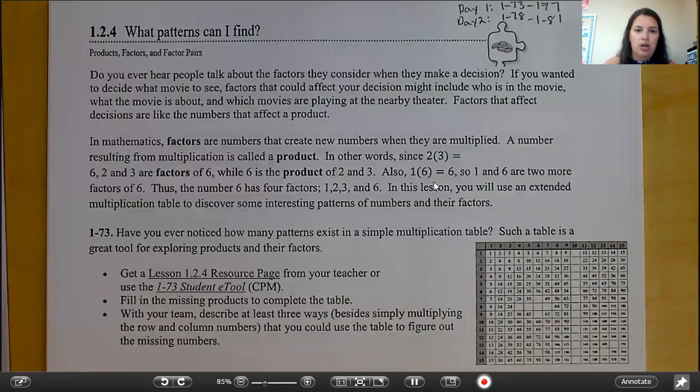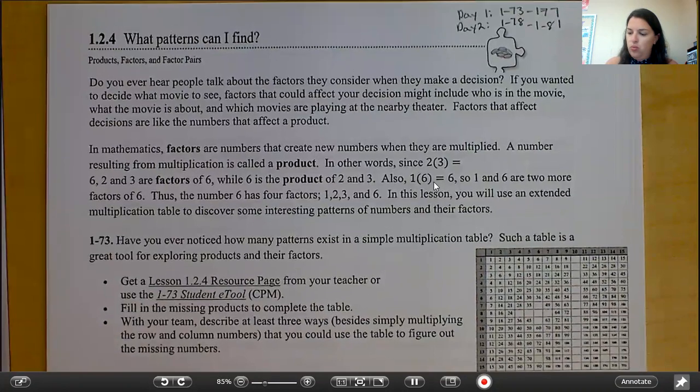Do you ever hear people talk about the factors they consider when they make a decision? If you wanted to decide what movie to see, factors that could affect your decision might include who is in the movie, what the movie is about, and which movies are playing in the nearby theater. Factors that affect decisions are like numbers that affect a product.